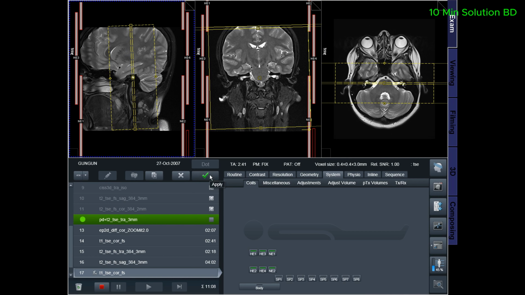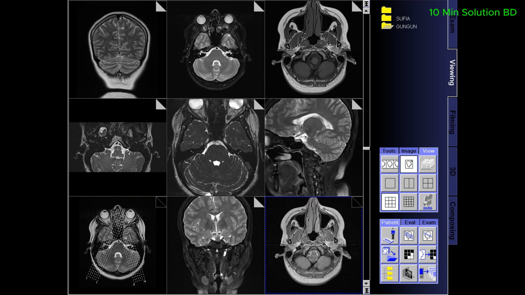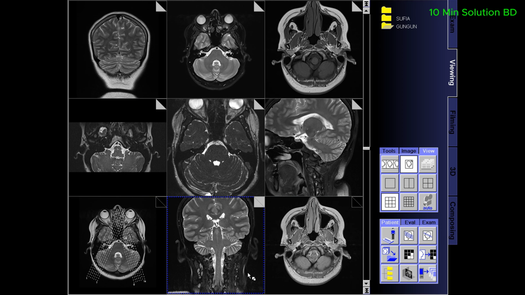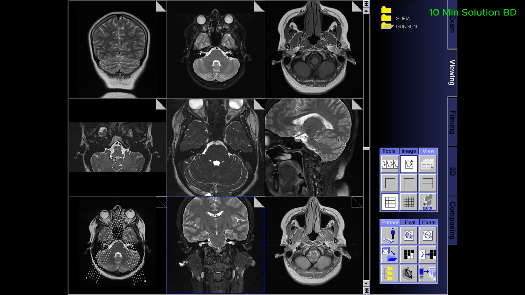The number of slices should be sufficient to cover the IAMs from the posterior border of the sphenoid sinus up to the line of the fourth ventricle. These coronal T2 scans are performed to aid in the planning of axial 3D scans.